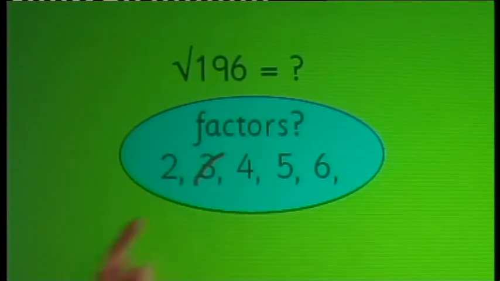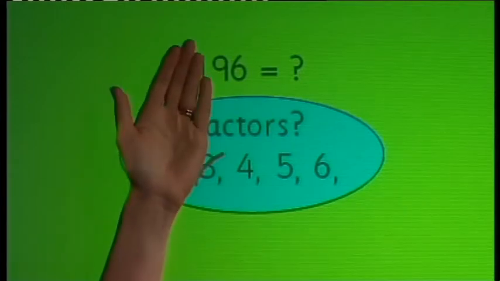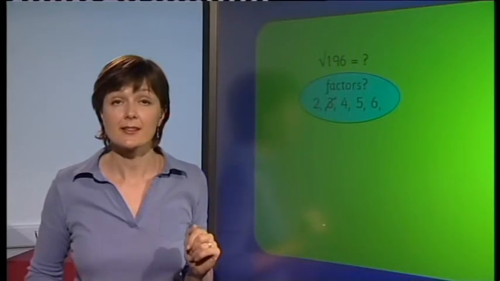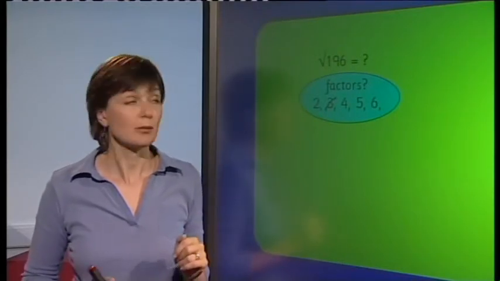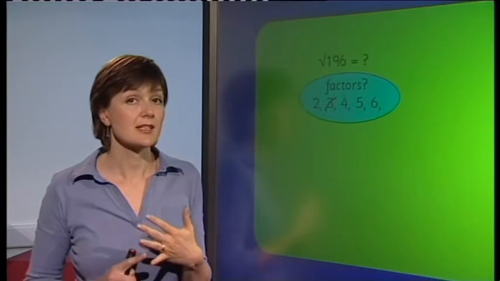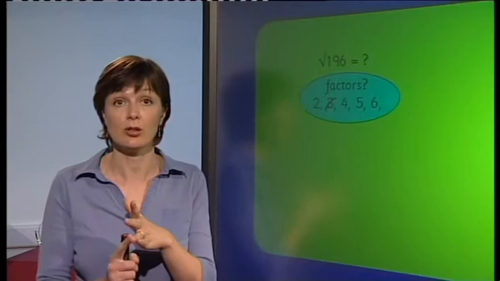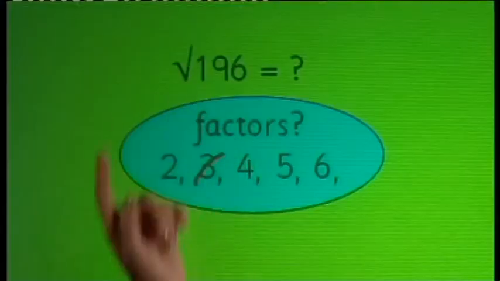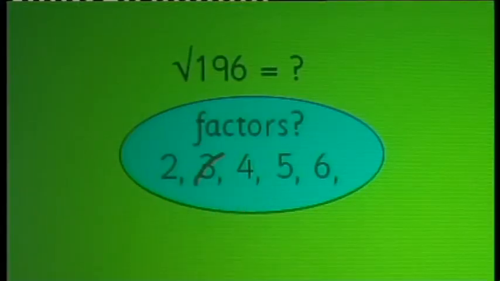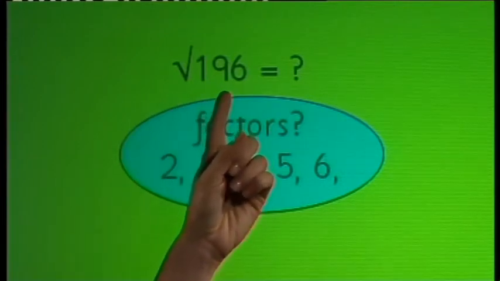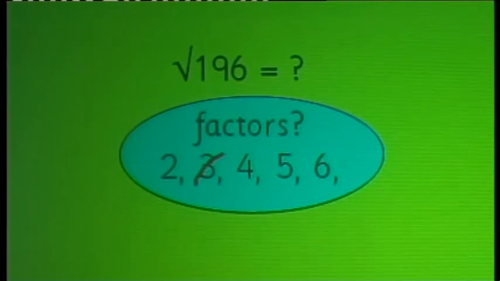How about 4? Well, let's look at the last two digits. 96. Does 96 divide by 4? Quick mental maths. 96, half of that is 48, half of 48 is 24. 24 divides by 4. So 196 does divide by 4. What about 5? Well, 196 doesn't end in a 5 or a 0. So 196 is not divisible by 5.